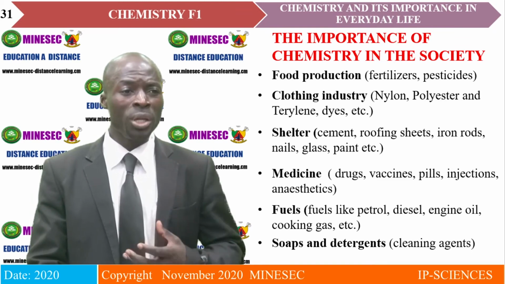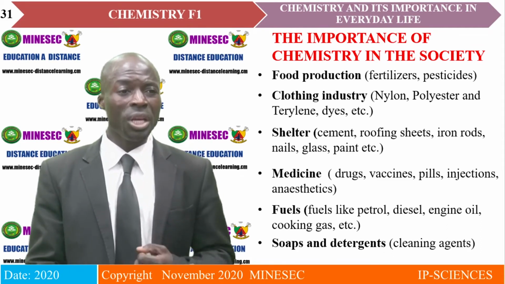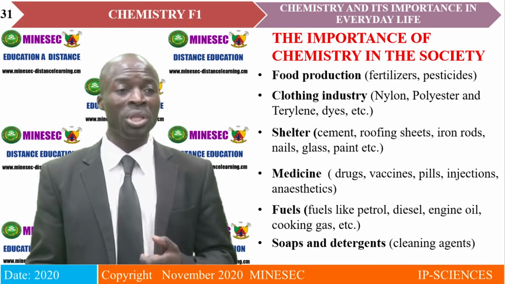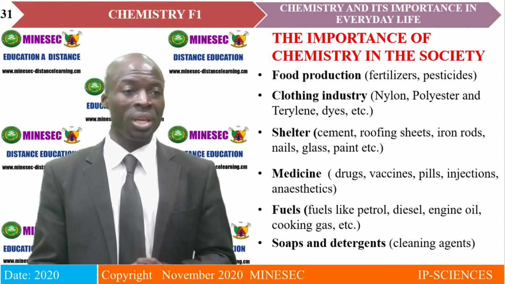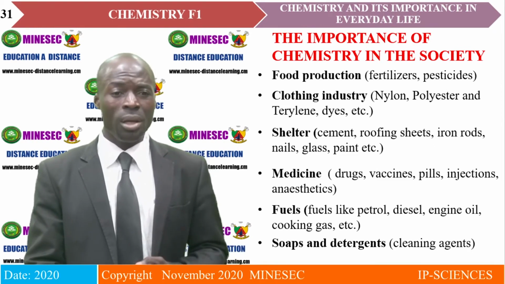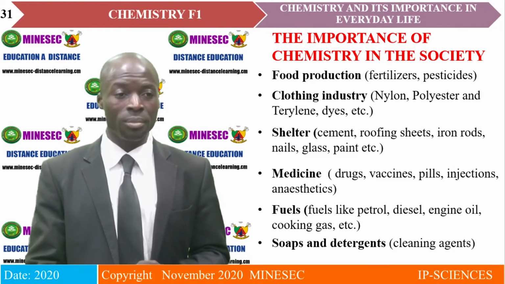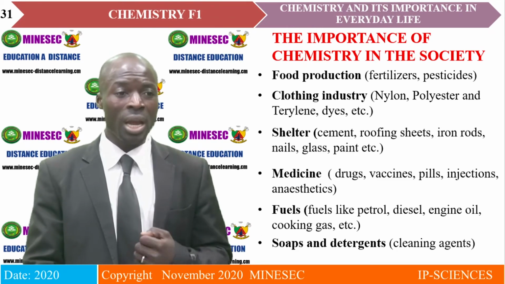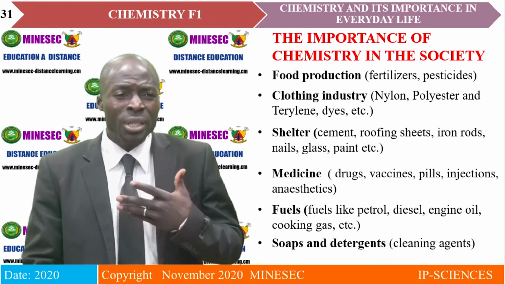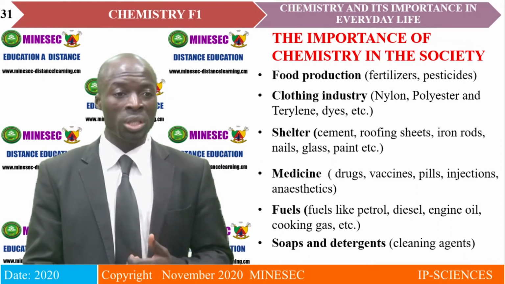It supplies us with good health in supplying medicines. Drugs, vaccines, pills, injections, and anesthetics are all produced using the knowledge of chemistry. And these are very important products that help us to stay healthy. Fuels. These fuels, such as petrol, diesel oil, engine oil, and cooking gas, are manufactured using the knowledge of chemistry. And lastly, we have soaps and detergents, which are cleaning agents that help us to clean our environment and even take a good bath with water and soap that keeps us free from bacteria, which may cause us illnesses.